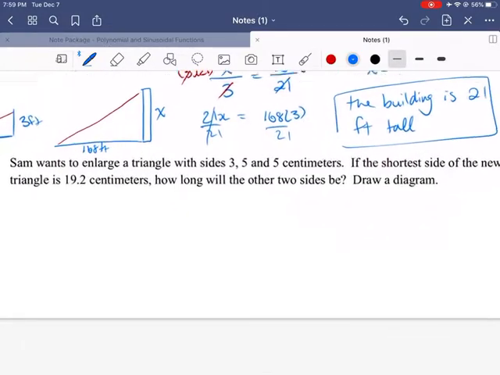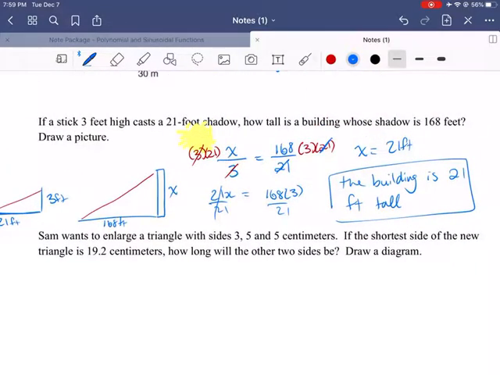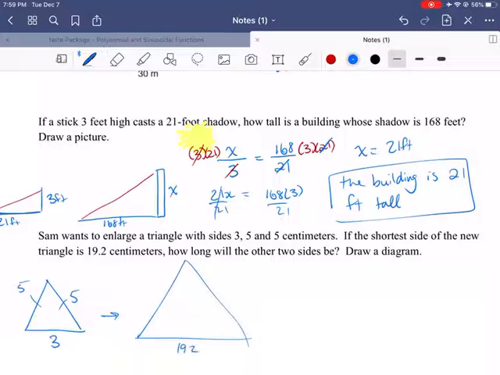Sam wants to enlarge a triangle with sides 3, 5, and 5 centimeters. Well, that is an isosceles triangle. So 3, 5, and 5, and he wants to make it bigger, where the shortest side is 19.2 centimeters. How long will the other two sides be? So we want to figure out those lengths.